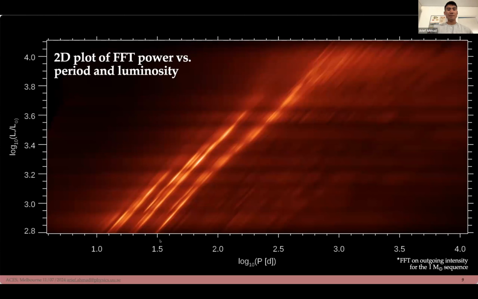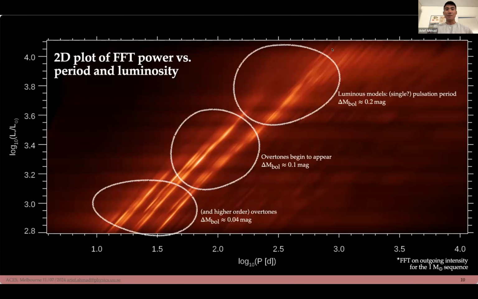Here is a very busy plot, but it is still a period luminosity plot. But the colors now are the intensity of the FFT power. On the y-axis, each row, for example, is a different model depending on its luminosity. So yeah, this is a busy plot, but let's go through it. At the very luminous area, like I mentioned before, you would get a very spread out peak. You can sort of see it here. In this case, the pulsation amplitude in terms of the bolometric band is roughly around 0.2 magnitude.